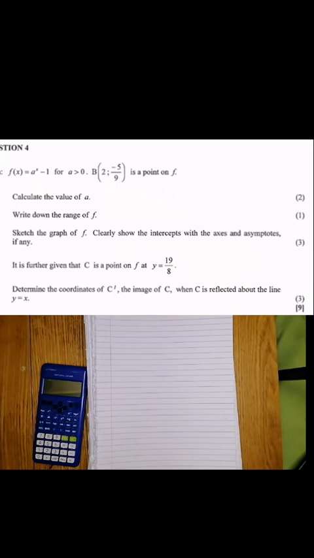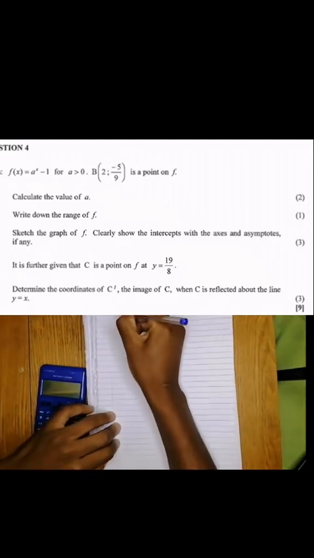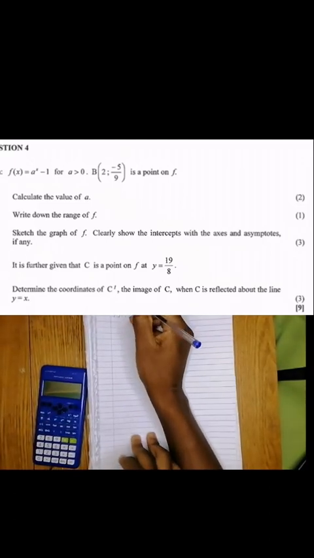So I have a question for you from the exam papers, which gives a statement that says, given f of x equals a to the power x minus 1 for x greater than 0, and then we have a coordinate b, which is 2 as x and negative 5 over 9 as y, a point on f. So first we have to determine what kind of function that is. As you can see, we have f of x equals a to the power x minus 1, meaning that it's an exponential function, right? So for 4.1 it says calculate the value of a.